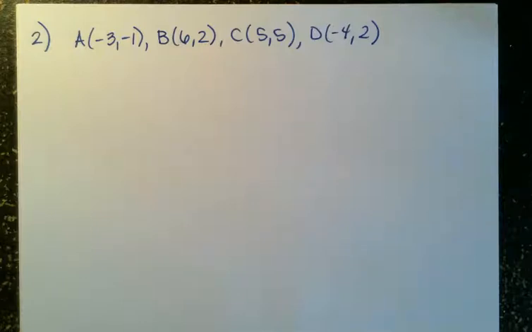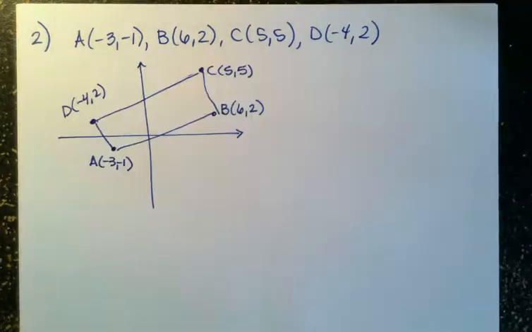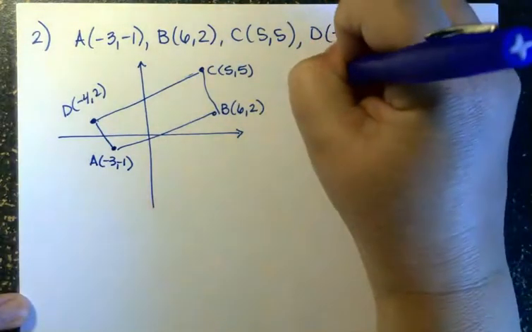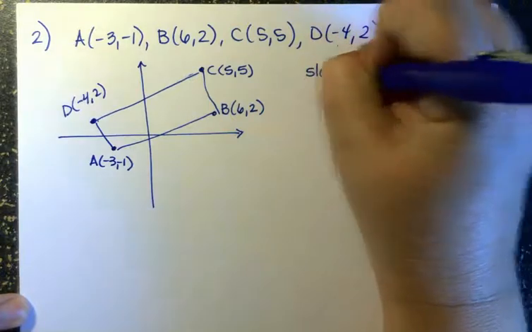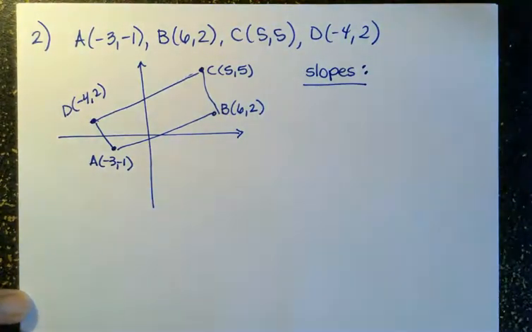Okay, so next we have quadrilateral ABCD with the coordinates shown here. And the first thing I'm going to do is my rough sketch. And there it is. And just like last time, I think I'll start by finding the slopes of the sides. So I'm going to say slopes, and I'm going to do all four sides so that I can see if opposite sides are parallel and if adjacent sides are perpendicular.